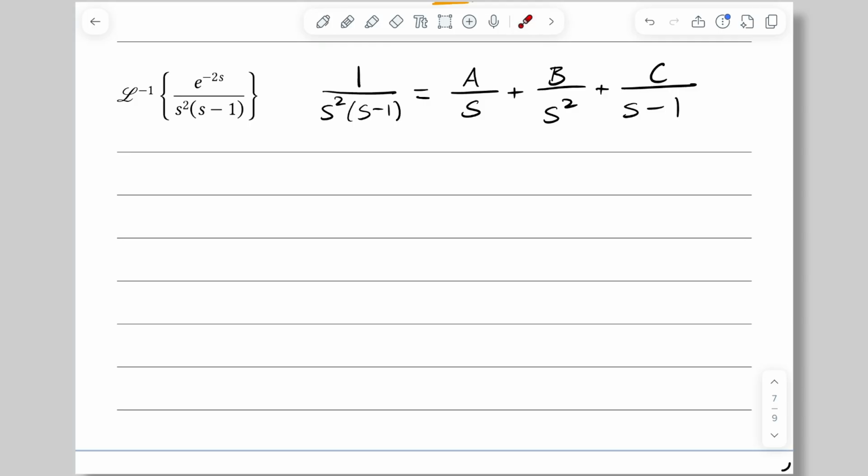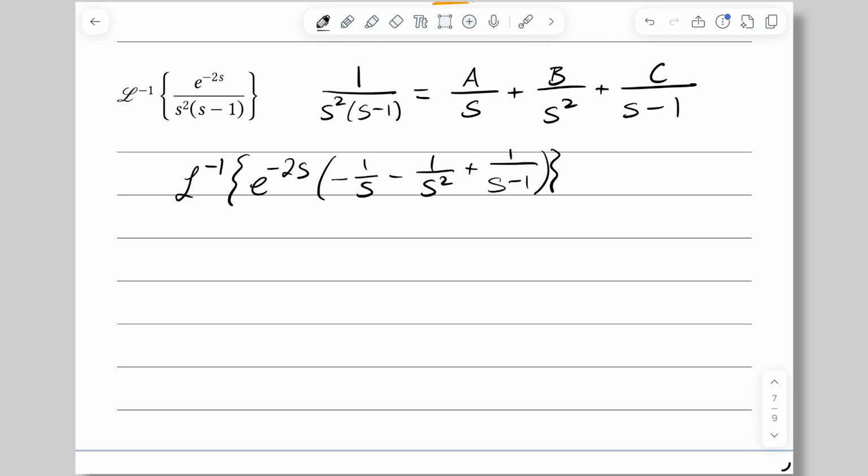We decompose it and then bring in a factor of e to the negative 2s. What that's going to look like, you can verify the work yourself, is the inverse transform of e to the negative 2s times the quantity of negative 1 over s, minus 1 over s squared, plus 1 over s minus 1. We have factored out the e to the negative 2s, and that actually makes it a little bit easier for us to write down the inverse transform here, u of t minus 2. And then the inverse transform of negative 1 over s is negative 1. No adjustment needs to be made to that thing.